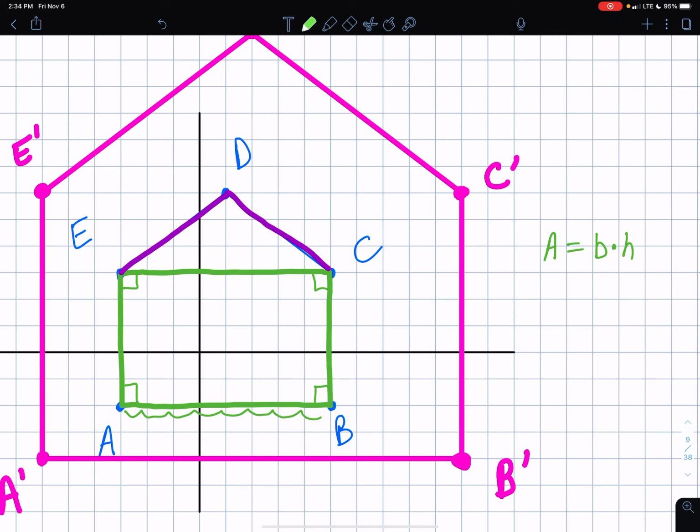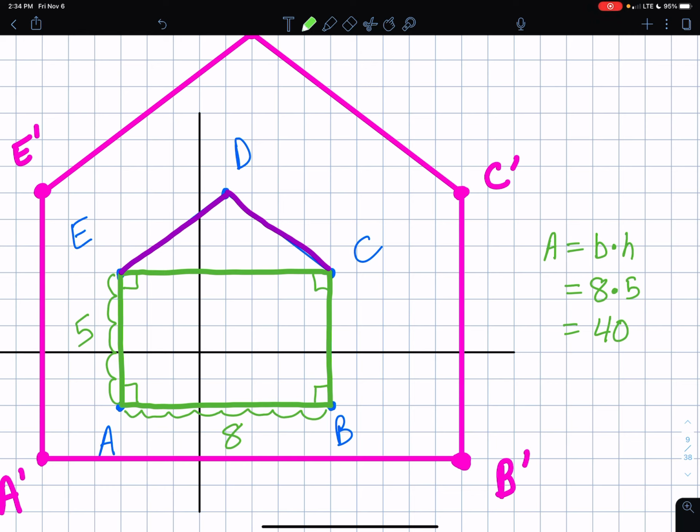And so let's count these units. That is 8 units long for our base. And then our height would be how tall the rectangle is. 3, 4, 5. Oops, I wrote 4, but it's definitely 5. That is 5 units tall. And so we can find the area by doing base times height. That would be 8 times 5, and 8 times 5 is 40.